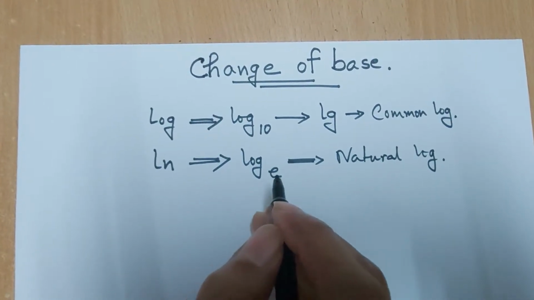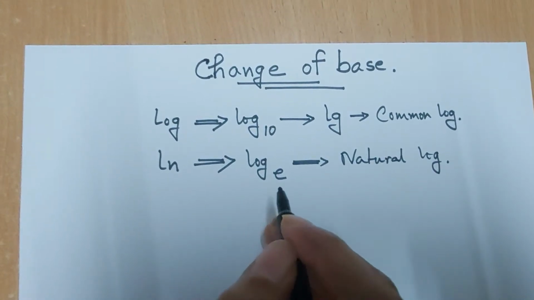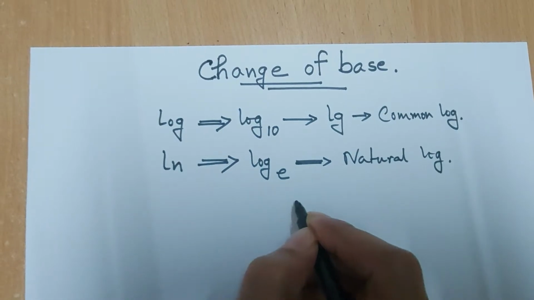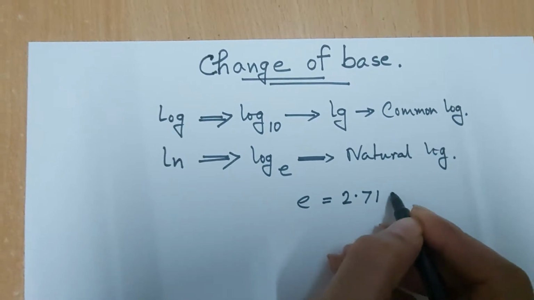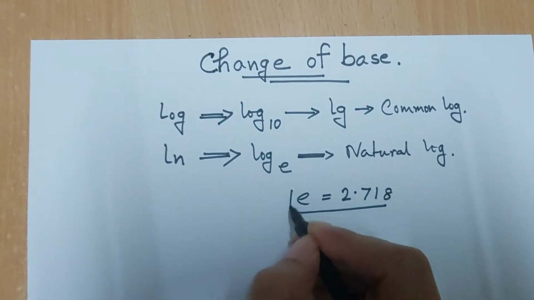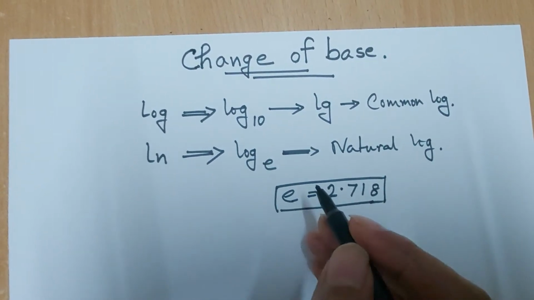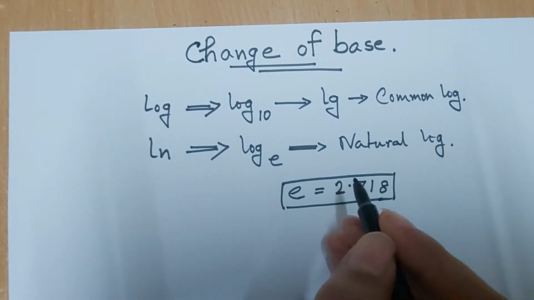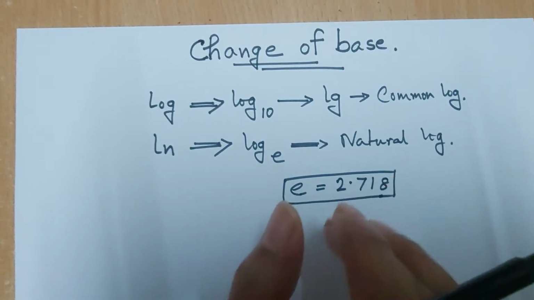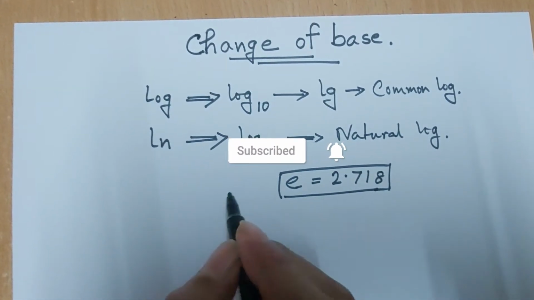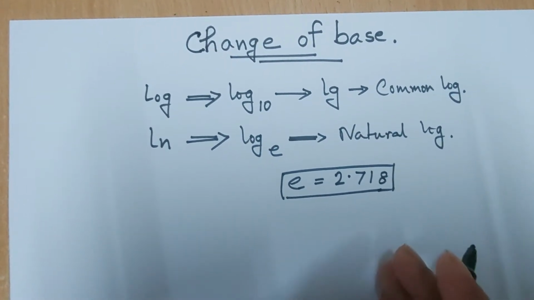But what is e? e is Euler's number, or you can say an irrational constant, because e has a constant value. We know e equals 2.718. This value is constant, so we can call it an irrational constant. There should be a lot of discussion about e, but in short I can say e is a constant growth rate, and I'll explain it in another video.